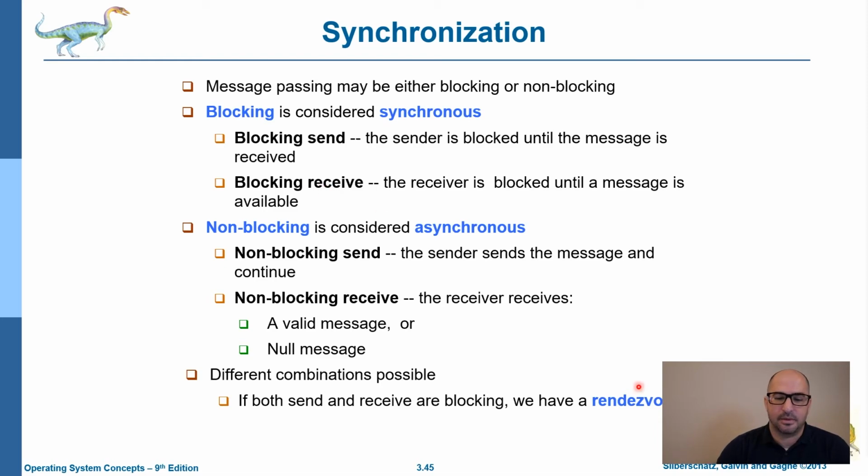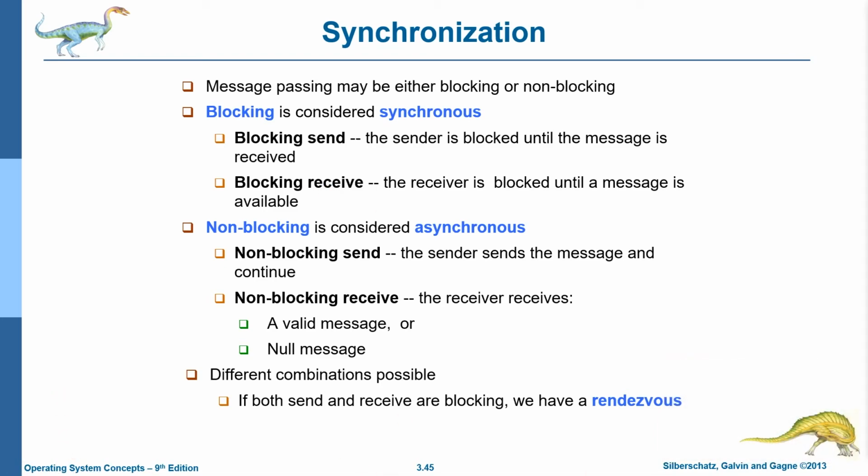Non-blocking is the opposite: when a process sends a message, it places it in the mailbox, in the queue, and just continues operating. A non-blocking receive, in terms of the function call, will either get a message or get no message, saying there's nothing there. The special case where both the sender and the receiver are blocking is called a rendezvous protocol in our book.